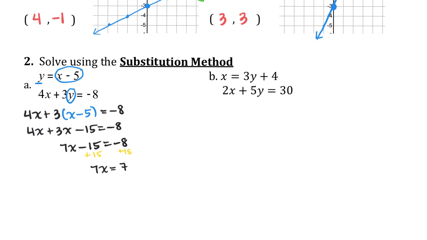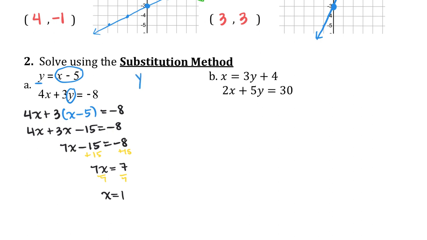And then I'm going to divide by 7 on both sides. Okay, so I get x equals 1. Okay, now our answer should be what x is and also what y is, so I can write it as an ordered pair. So once I know what x is, I can take my 1 and plug it back into either one of these equations, whichever one's easier. I'm going to use the first equation because that looks easier.